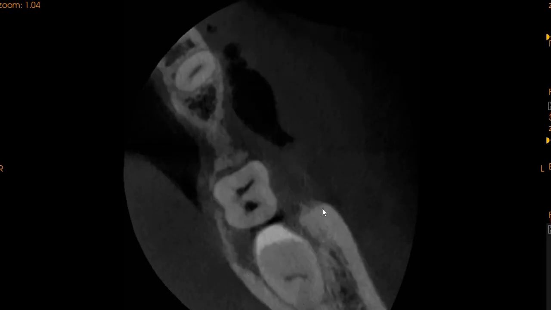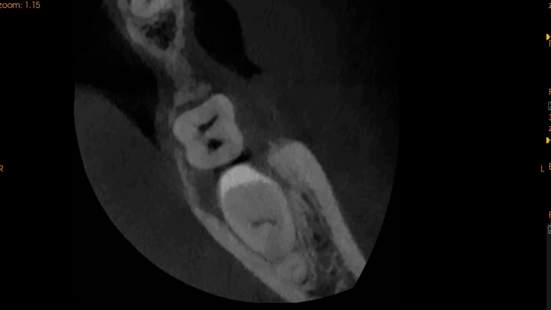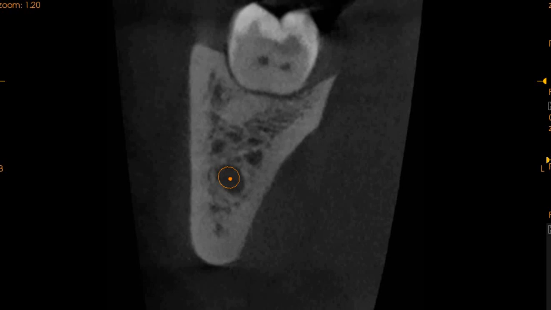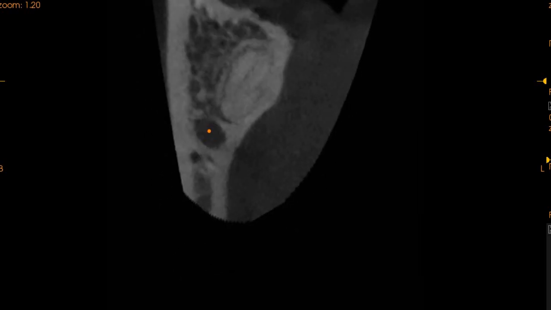The lower left 8 is very significantly cavitated as well. There we go, we can see it right there. If you move to the transaxial view, this is the lower left third molar. It is mesioangular, and we can see that the crown structure is above the bone level. As we move to the root structure, we can see that it is embedded in the bone from both sides. And we can see it is quite close to the apex of the tooth, approximately 0.8 millimeters to the inferior alveolar nerve canal.